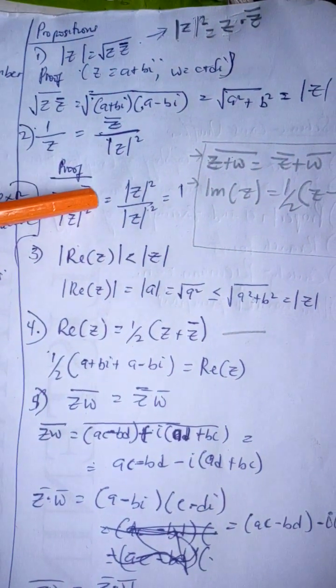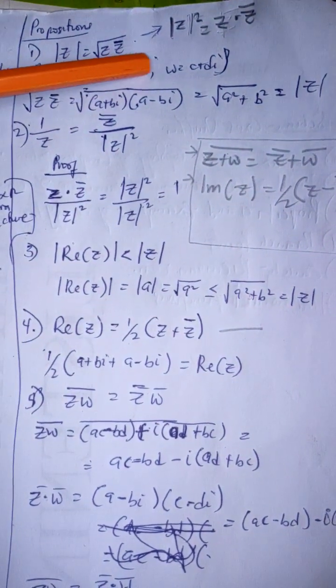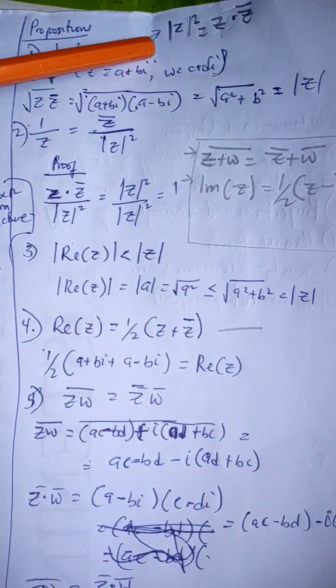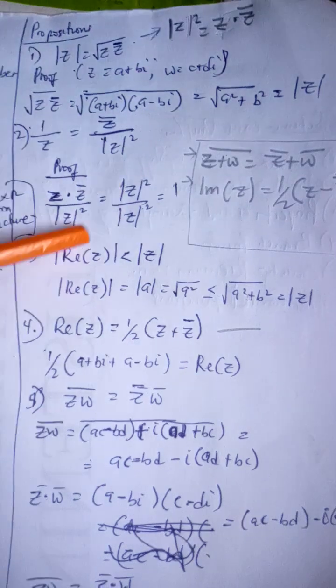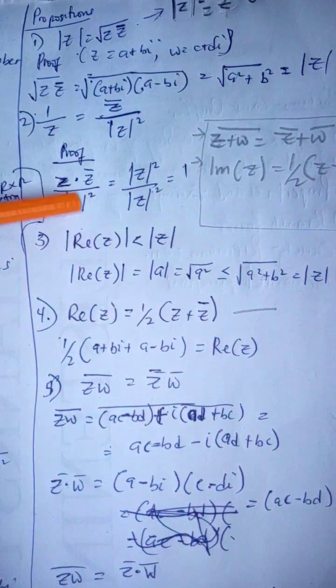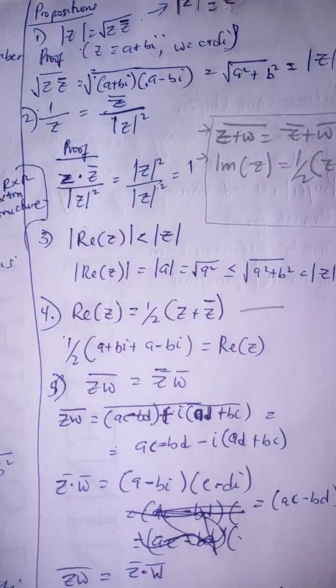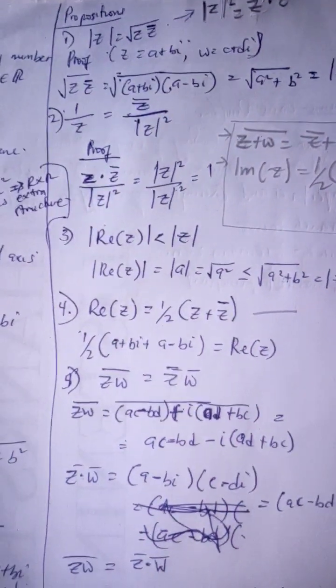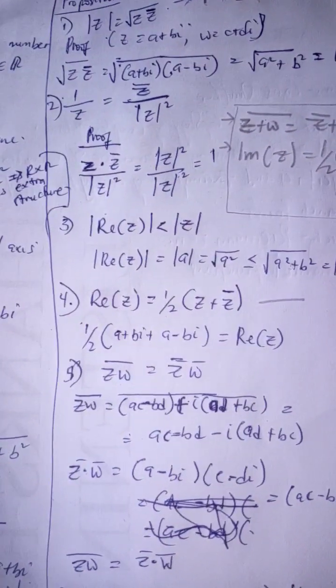So z times z bar is what? Bringing it to this place, z times z bar is what? Absolute value of z squared. Do you get it now? So this will become absolute value of z squared over absolute value of z squared, which will give us 1. So we'll be able to prove that correctly. So having known, you already know that now.